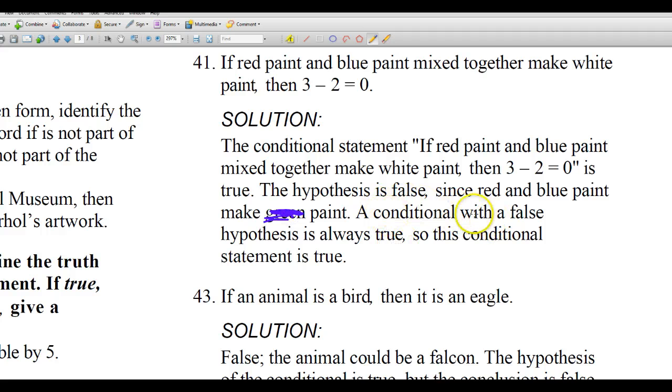Okay, a conditional with a false hypothesis is always true. So this conditional statement is true. Even though the second part is false right here, it doesn't matter. You can say anything for the conclusion when you have a false hypothesis. If you have a false hypothesis, the conditional statement is true by the laws of logic.